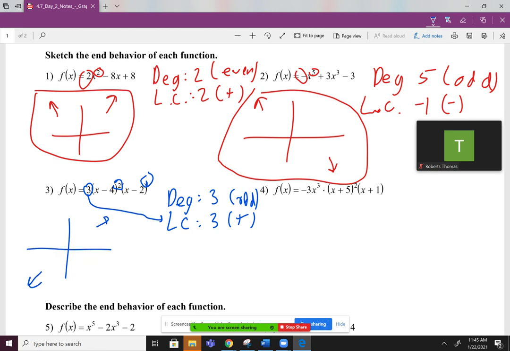So if we look back at the chart from yesterday, the odd positive is kind of the opposite of the odd negative. So it starts low and then ends high, down to the left and up to the right.